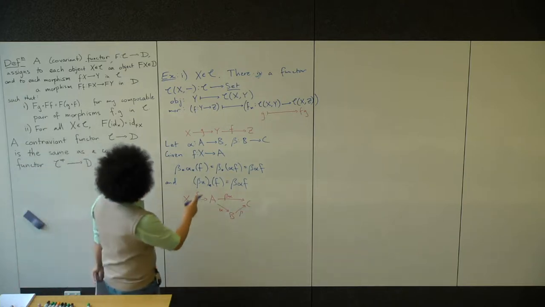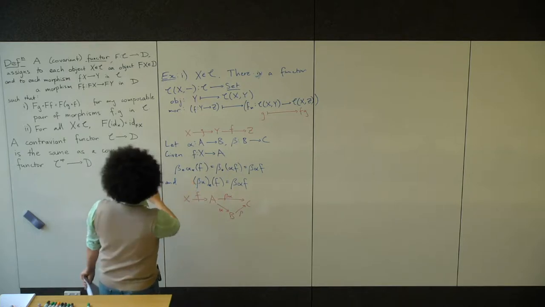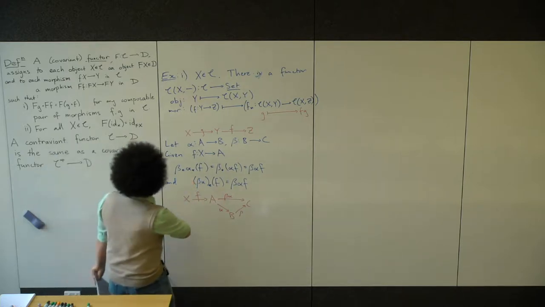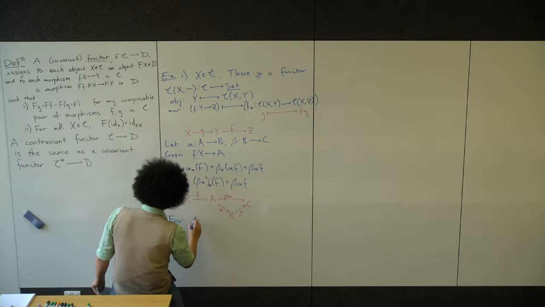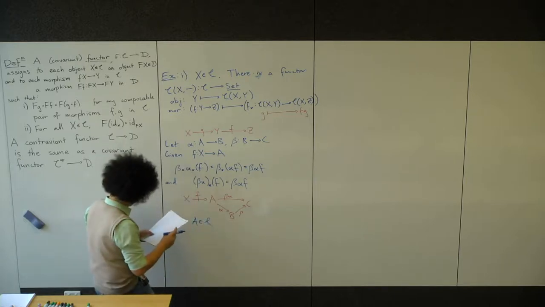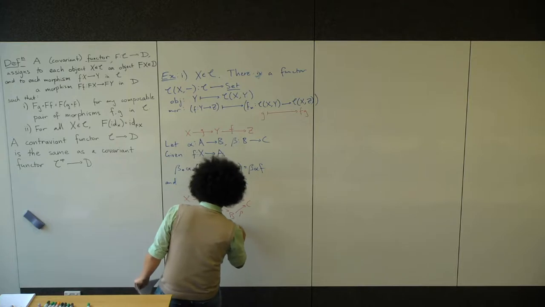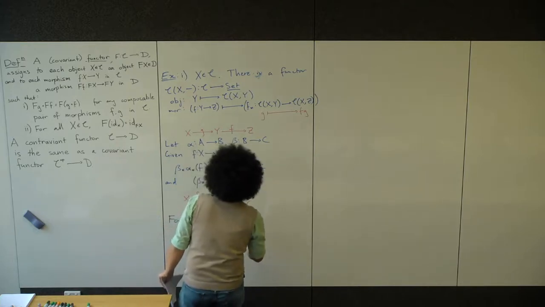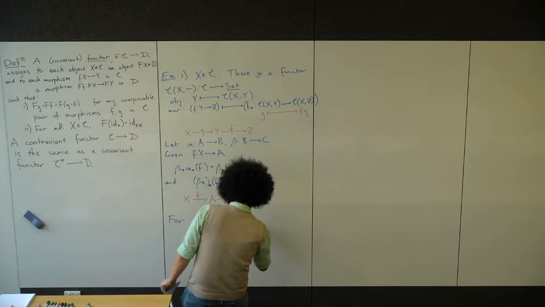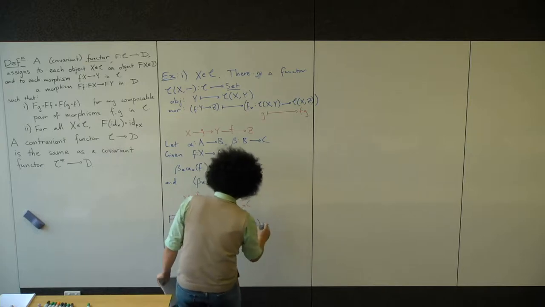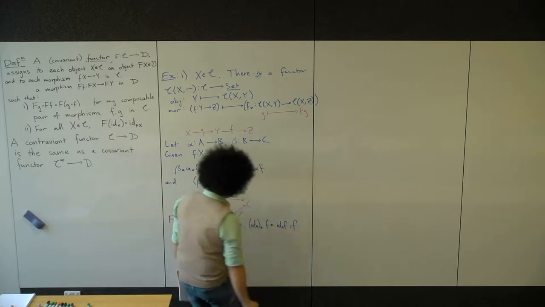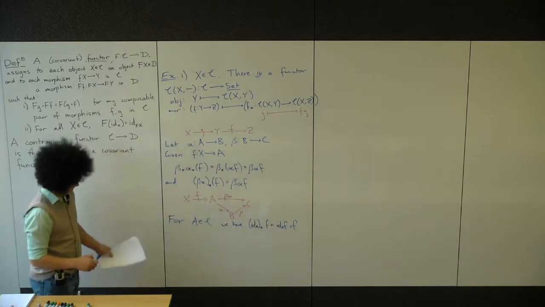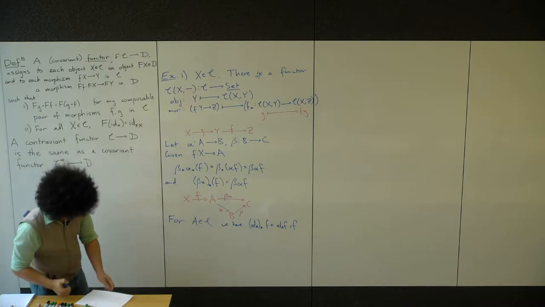And lastly, we want to show that this functor preserves identities. So for A, we have that the identity on A star applied to f is the identity of A composed with f, which is f. All right. So this is a functor.